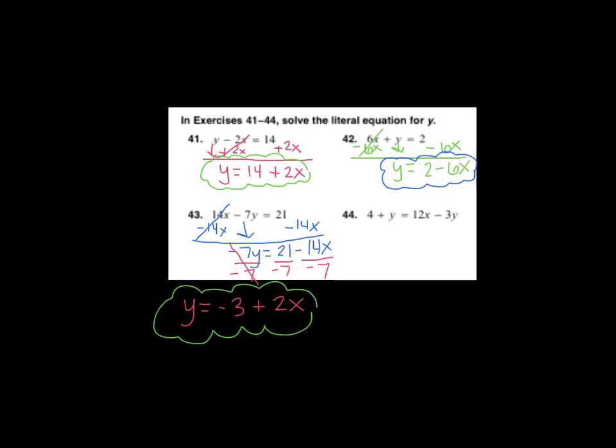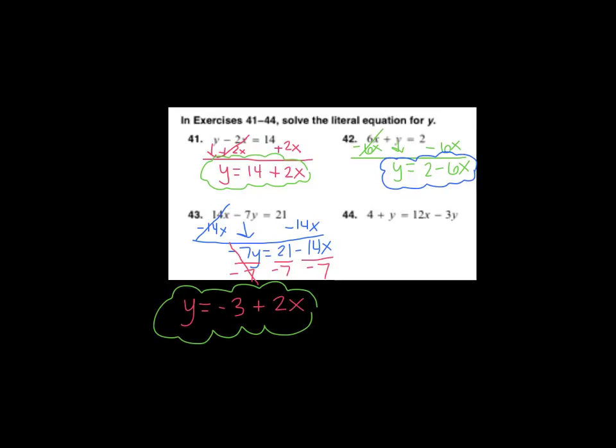So let me just go over that last part once again. So I had to divide by negative 7, because that's the opposite of multiplying. But when I divide, I divide every single term by negative 7. So negative 7 divided by negative 7 left me with 1y. 21 divided by negative 7 left me with negative 3. Negative 14 divided by negative 7 left me with positive 2x.